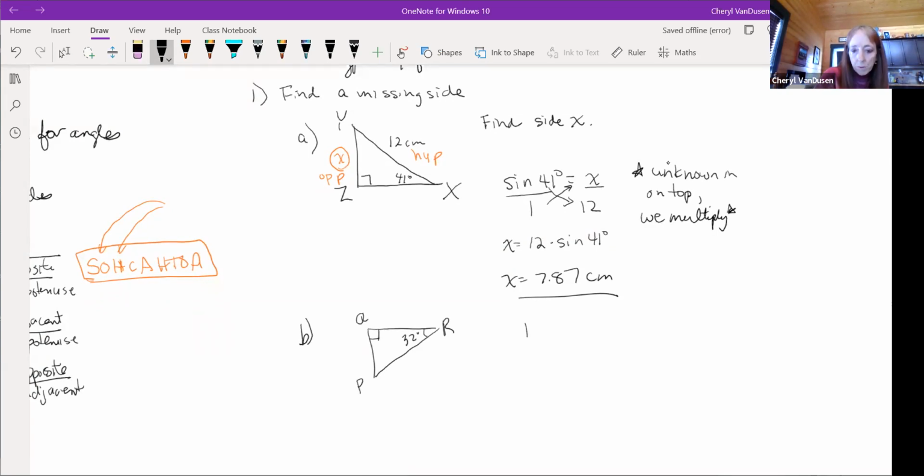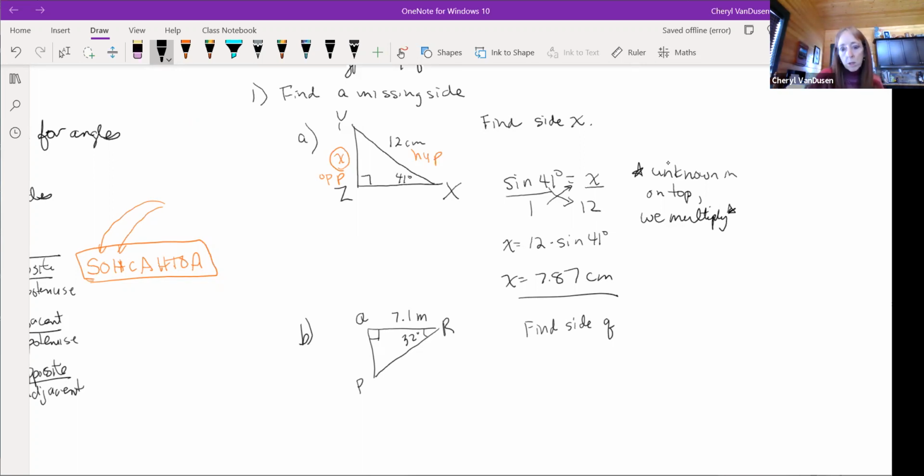So we want to find side Q. And I'm going to give you that this is 7.1 meters. Okay, so I gave you side P, I gave you angle R, and we're asked to find side Q.